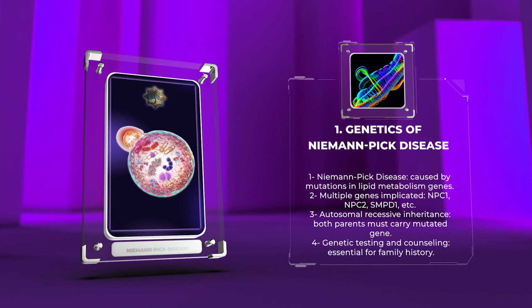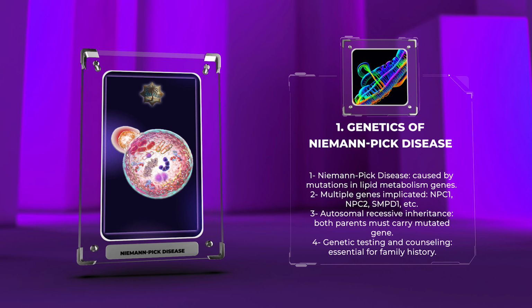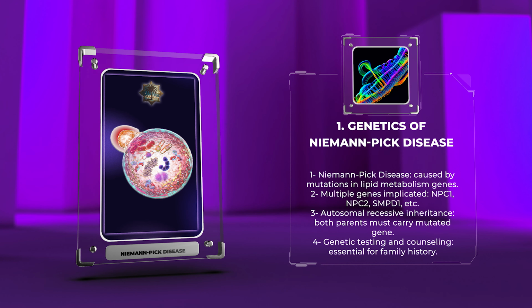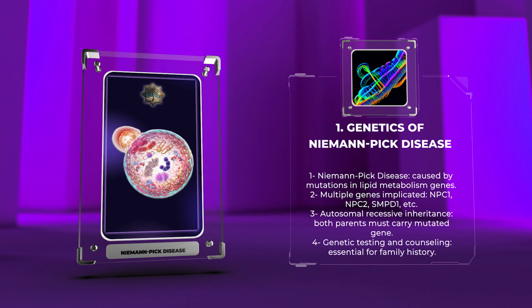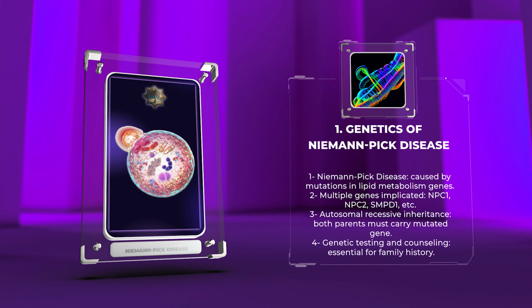Niemann-Pick disease is primarily caused by mutations in genes that are involved in lipid metabolism. There are several genes implicated in the different types of Niemann-Pick disease, including NPC1, NPC2, SMPD1, and others. These genes play a crucial role in the transport and metabolism of lipids within cells.